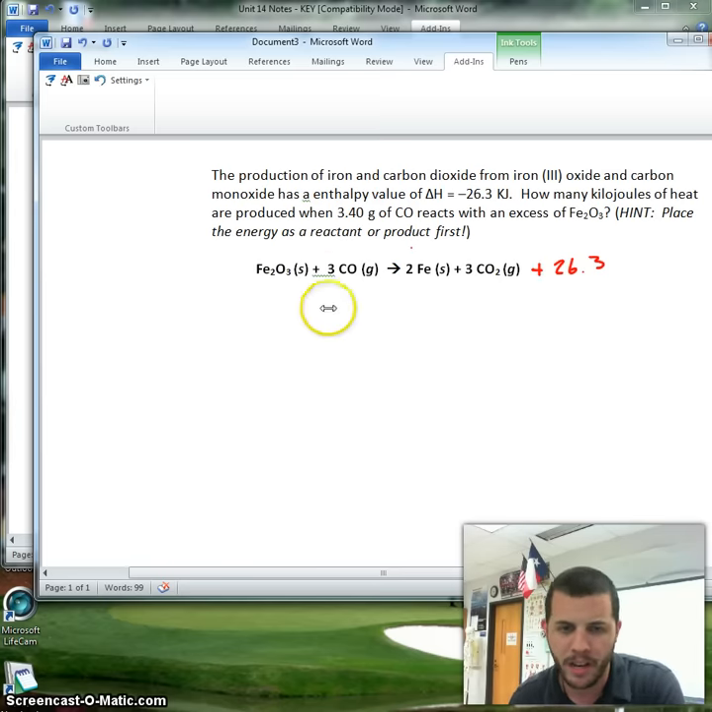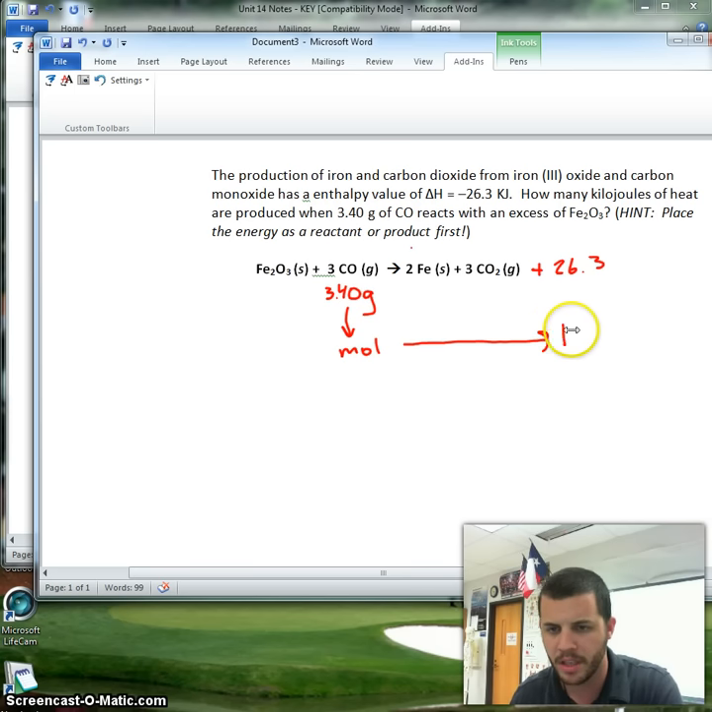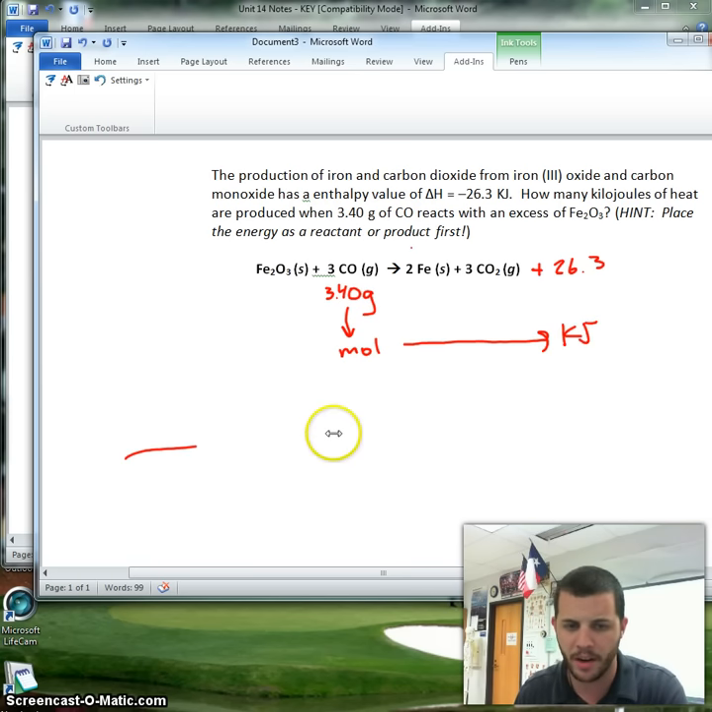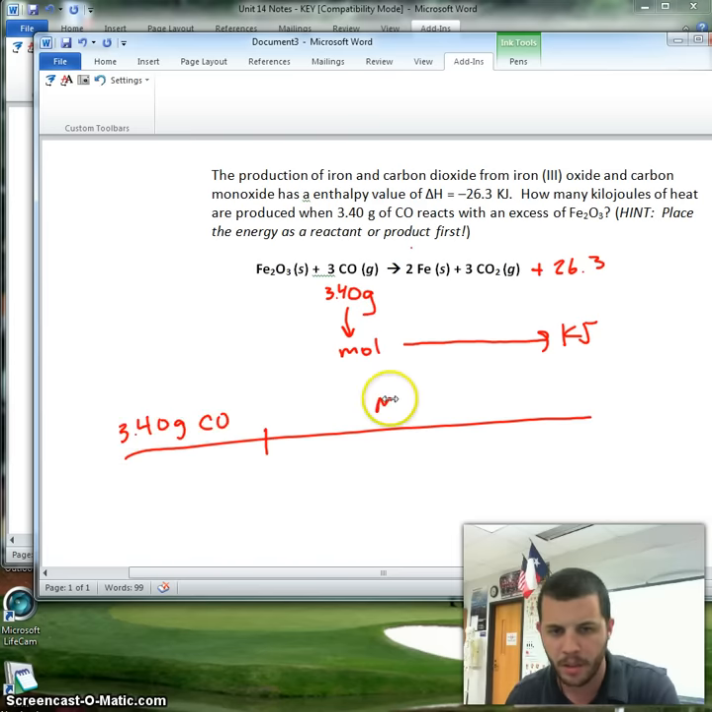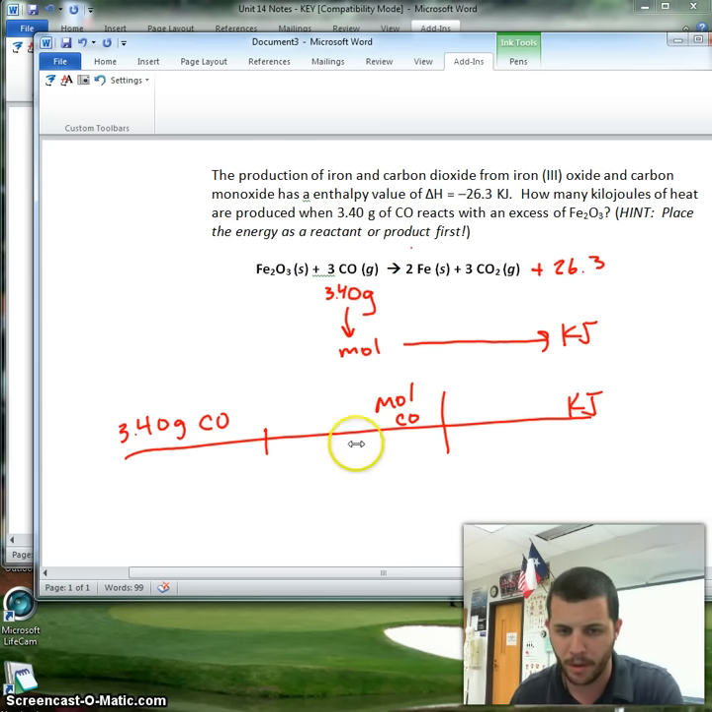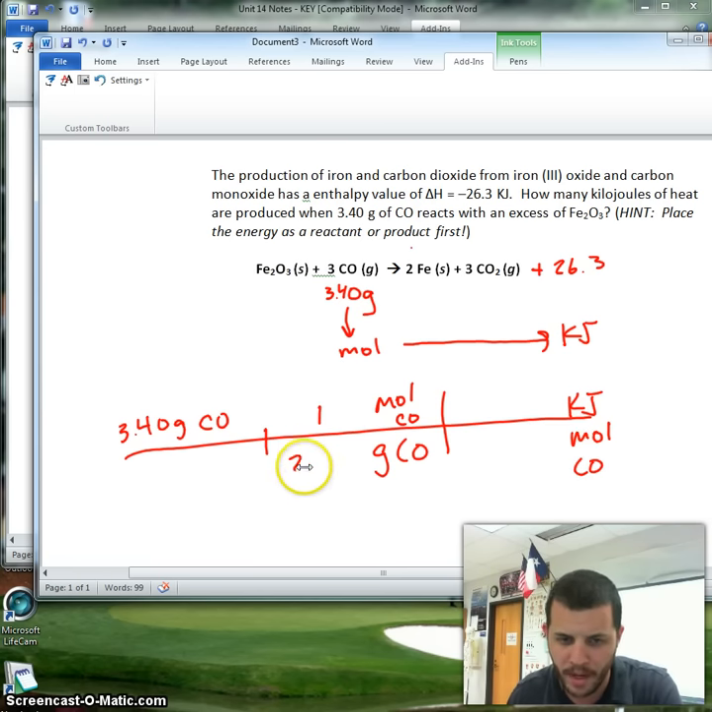So now I can say, okay, well, I've got 3.40 grams of carbon monoxide. I'm going to go from grams to moles, and then I'm going to go from moles to kilojoules. So now I can plug that right on into my T-chart, starting off with 3.40 grams of CO. Then we go to moles of CO, and then we go to kilojoules. Bring my grams of CO down, bring my moles of CO down, and so that's going to be 1 mole for 28.02 grams. That's just the molar mass, if you don't remember.